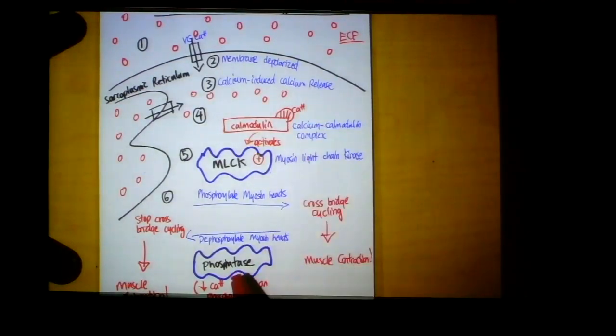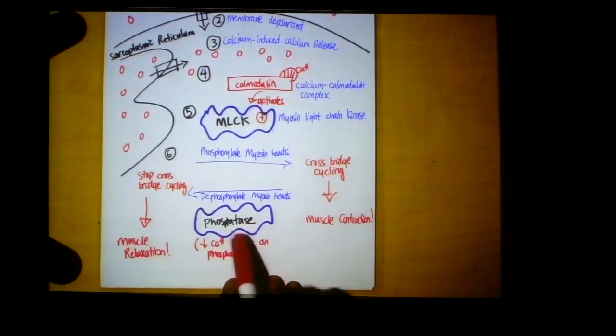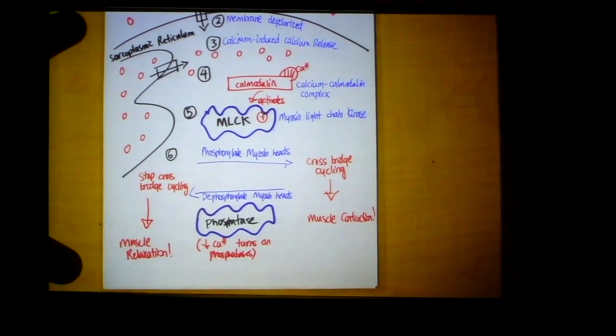And the lack of calcium is what activates or turns on the phosphatase. And the phosphatase will go around and grab the phosphate off the head of those myosin heads, and that will cease cross-bridge cycling, hence ceasing muscle contraction, okay?